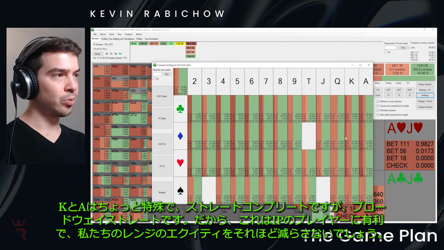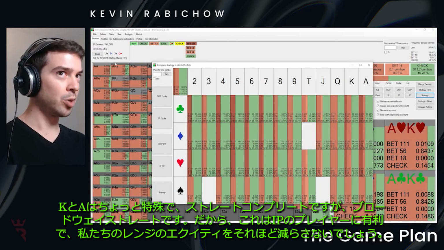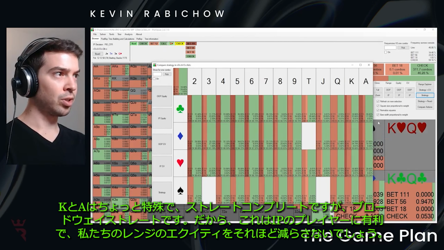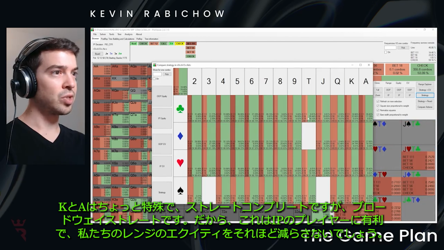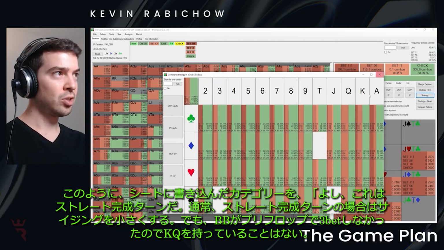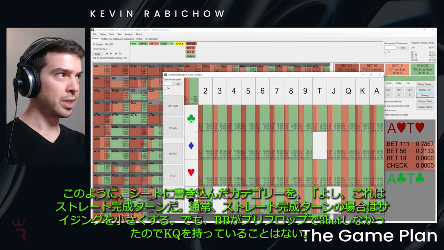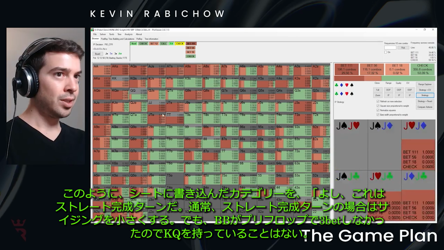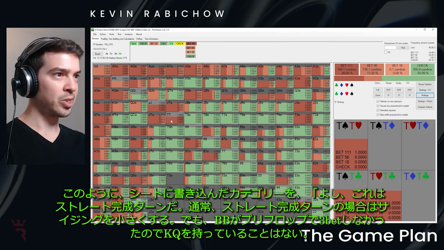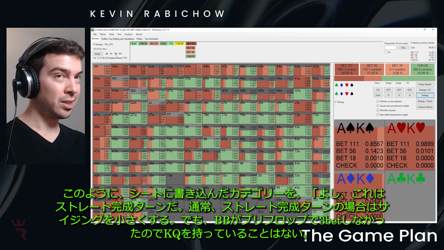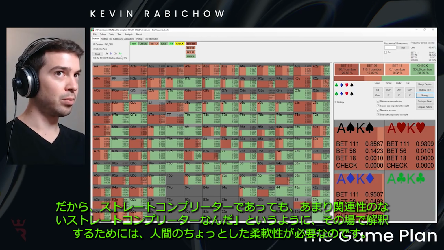The king and the ace are a little bit special here. It is a straight completer, but it's a Broadway straight. So that's going to favor the in-position player and not reduce the equity of our range as much. So this is where the categories that we write in the sheet need a little bit of human flexibility to interpret on the fly, like, okay, this is a straight completer turn. Normally I reduce my sizing on straight completer turns, but big blind never has king queen preflop because they didn't 3-bet me. So even though it's a straight completer, it's not a very relevant straight completer.